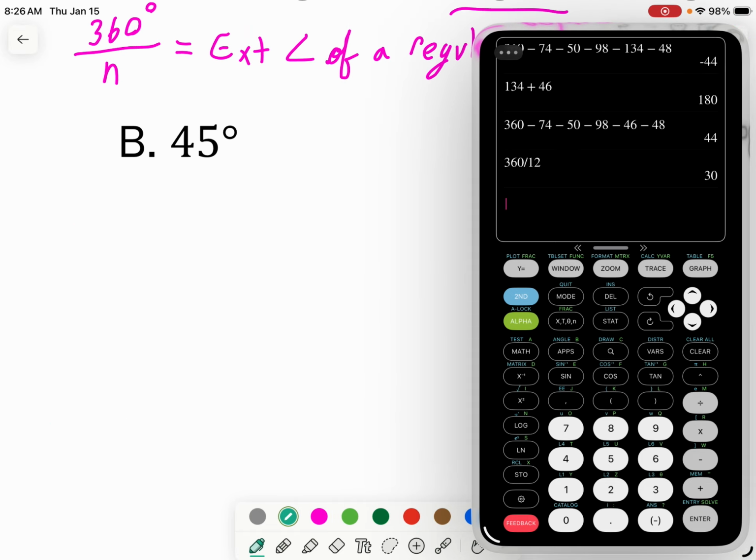What if it has 45 degrees? Well, I know that 360 degrees divided by n is equal to 45 degrees. Switching it around, 360 degrees divided by 45 degrees is equal to n. n is equal to 8.